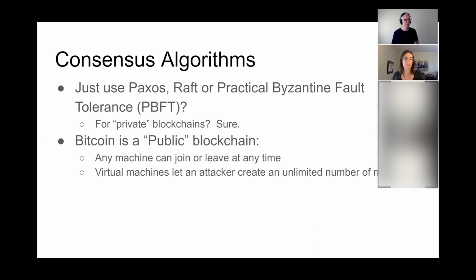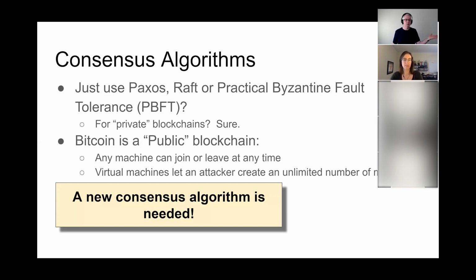Well, we need to do something different. We need a new consensus algorithm. So let's invent it. And so the way I'm going to explain this is we're just going to invent the consensus algorithm from scratch, one step at a time, identify the problems, and then add to it and see what we can come up with.